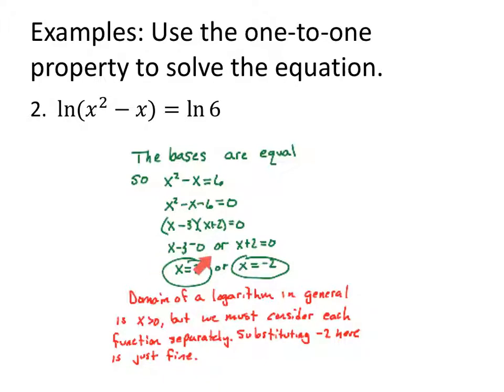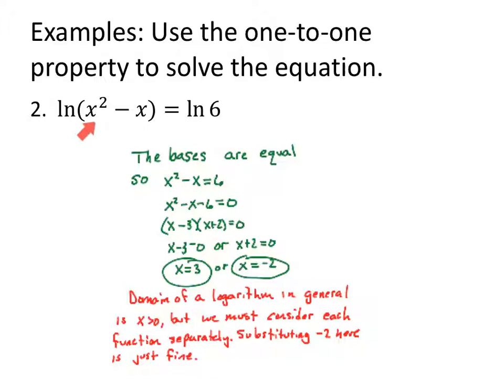X minus 3 equals 0, or x plus 2 equals 0. So x equals 3, or x equals negative 2. Now remember, we said the domain of a logarithm is x values greater than 0. But I just got an answer of x equals negative 2. We must consider each function separately.